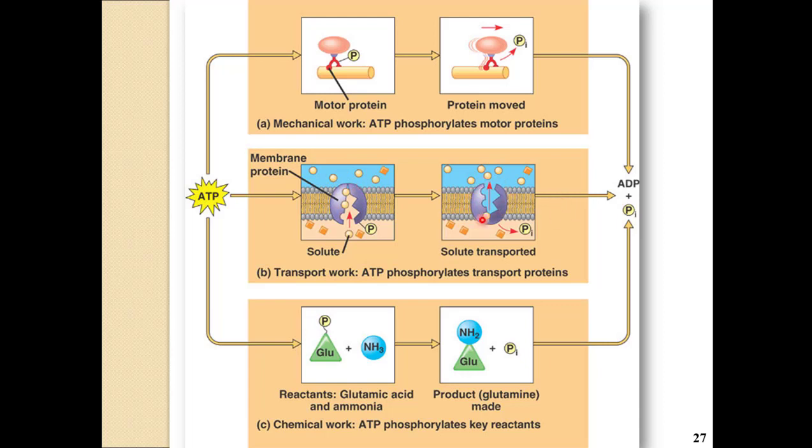Another way that we can use this energy is to perform chemical work, where here we're taking glutamic acid and ammonia and making glutamine out of it. This is a more complex molecule, so it requires us to input energy in order to get this reaction to go. And then the end product, of course, is that our ATP becomes ADP because it's given up some of its energy.